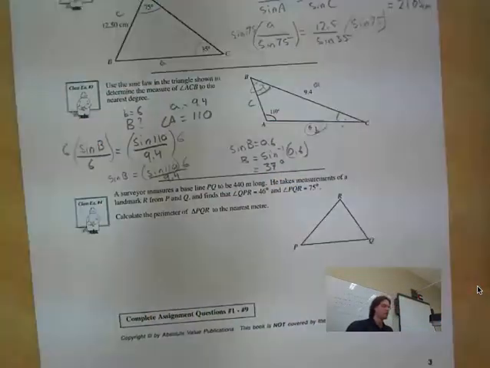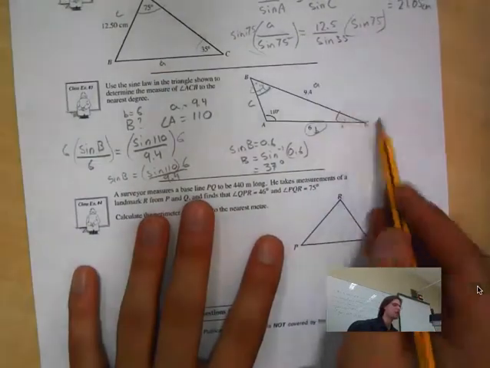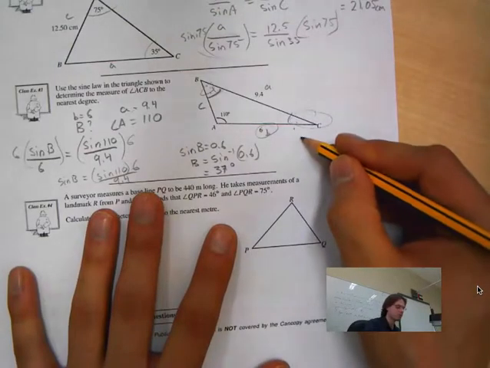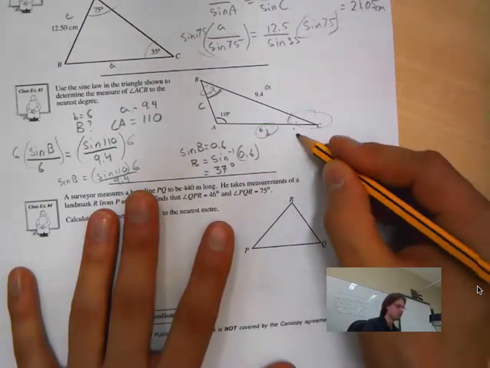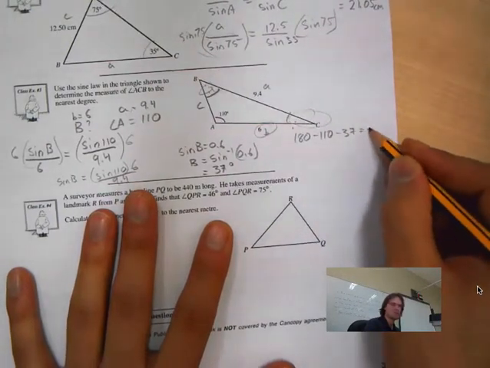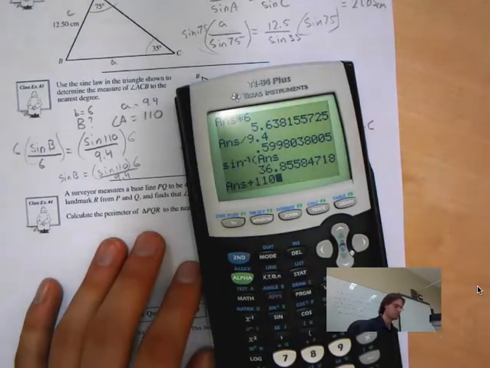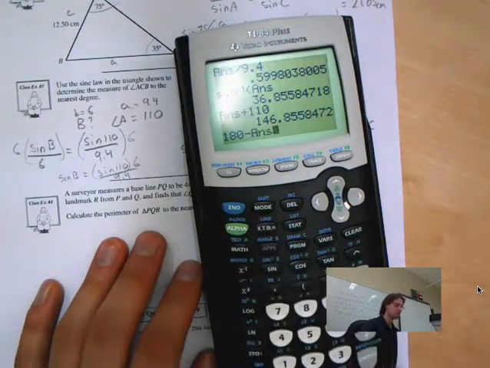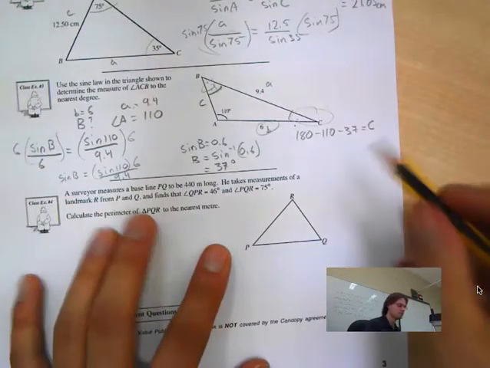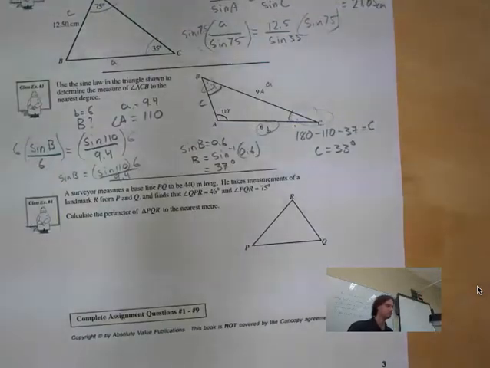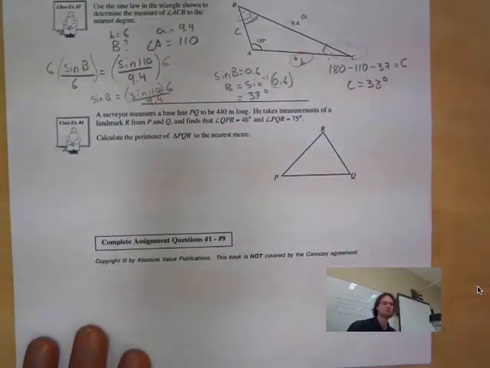Okay? Now, with this information, I can actually find that angle C, because these add up to 180. So 37 is equal to C. So then C is equal to 33 degrees. There we go.